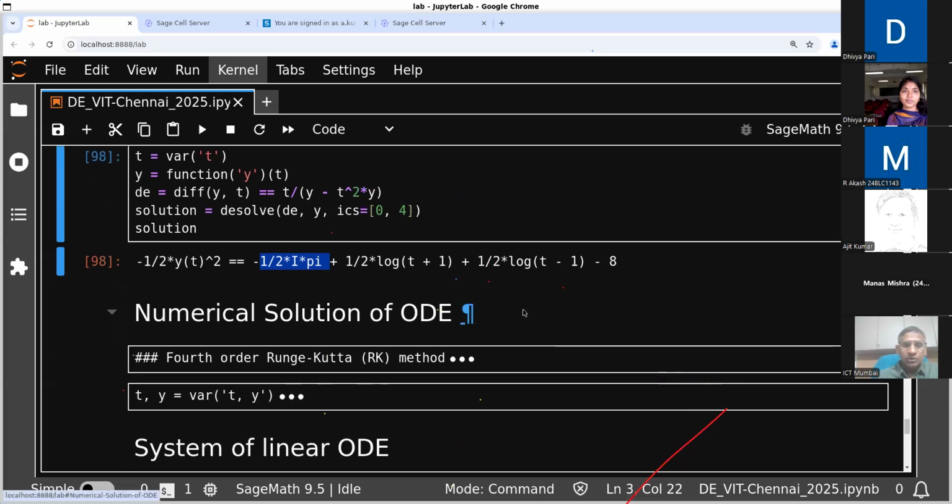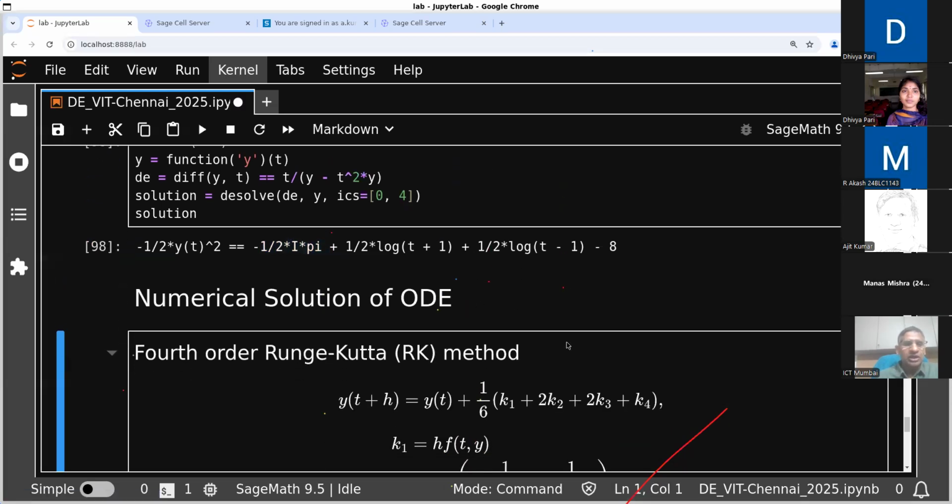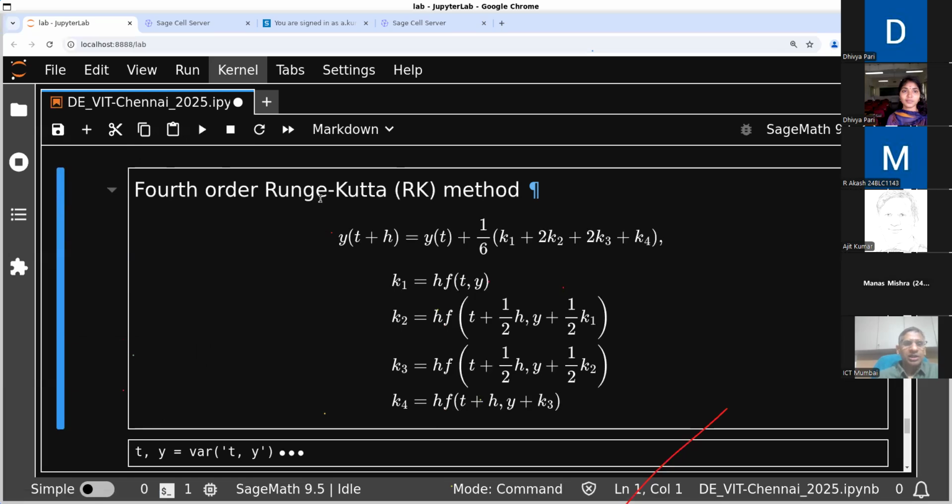numerically. One such method is called the RK4 method or Runge-Kutta method. This is how it works. I'm just giving you the algorithm. y at t plus h, where h is the step length, is equal to y(t) plus 1 upon 6 (k1 plus 2 k2 plus 2 k3 plus k4), where k1, k2, k3 are defined like this. This is for solving a first order ODE, namely dy by dt is equal to some f of y, t.